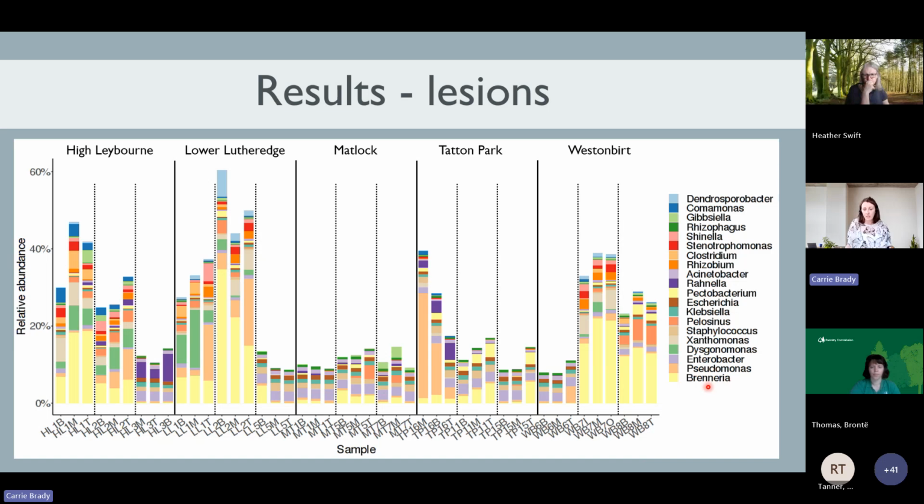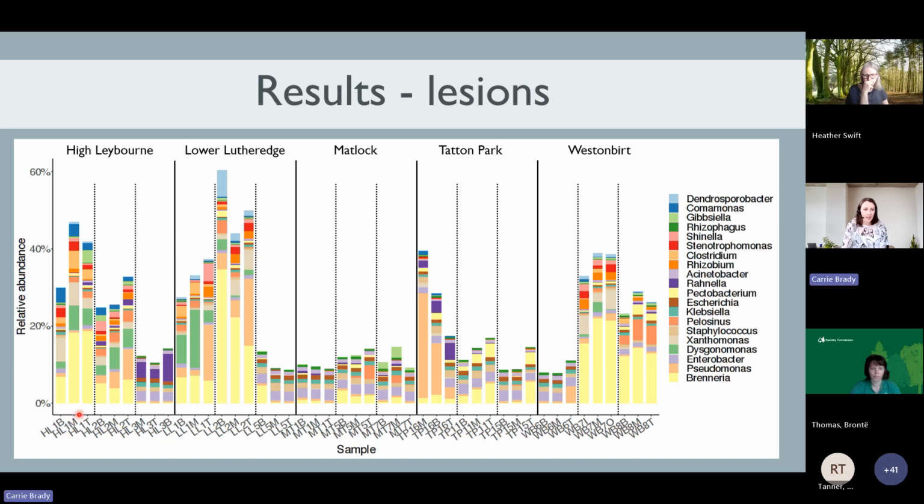which is the genus that houses Brunaria tiliae as well as Brunaria goodwinii. And the orange is Pseudomonas, which is also a genus that has some plant pathogens, also some endophytes. And we can see differences in the relative abundance of microbes within the same lesion.